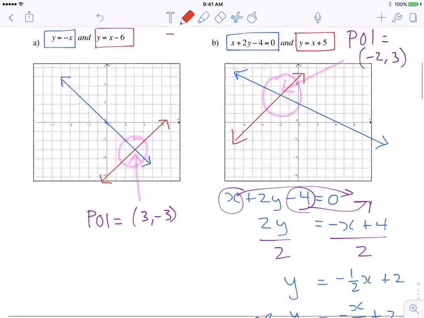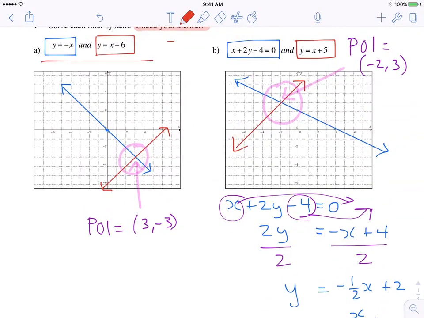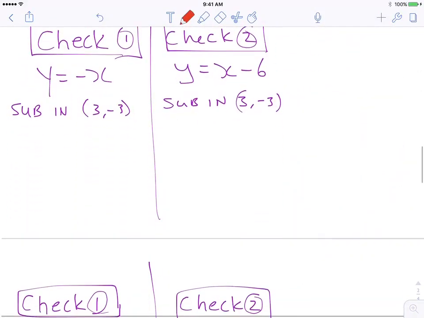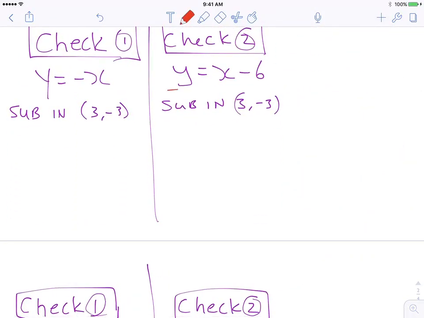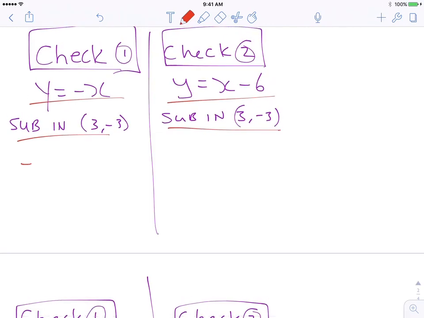If the point of intersection is 3, -3, then I'm going to take both of those equations, y equal -x and y equal x minus 6, and I've done that down here for you. I've got both those, and we're going to sub in 3, -3 into both. So if I sub -3 in for y and negative x, or -1 times x here, I get -3 equal -3. And of course, -3 should equal -3, or we say here left side is equal to right side.